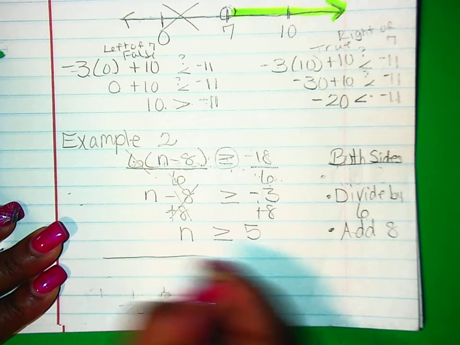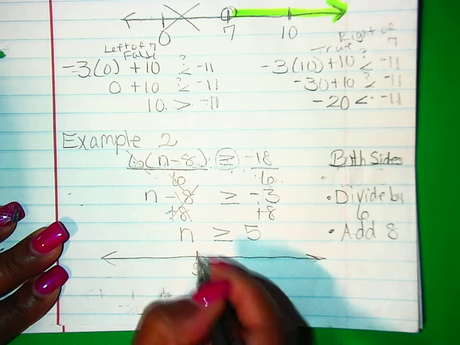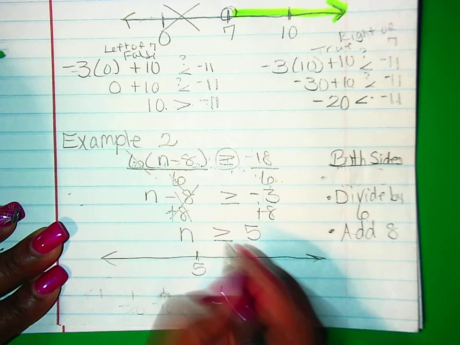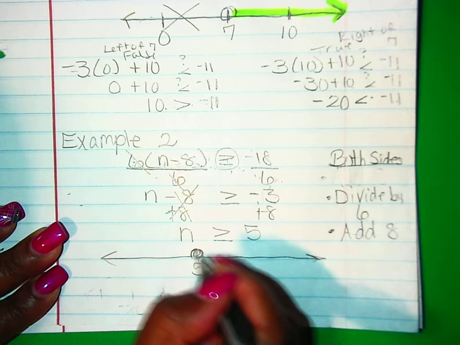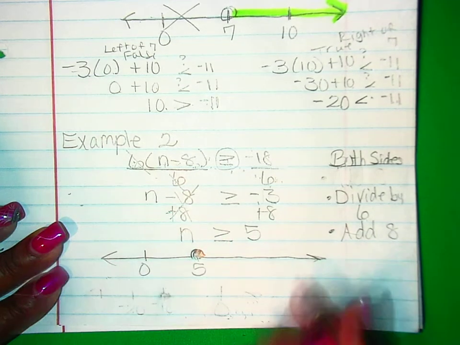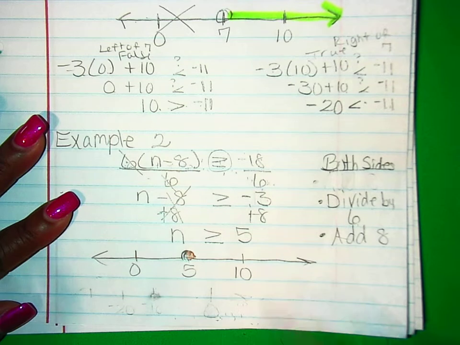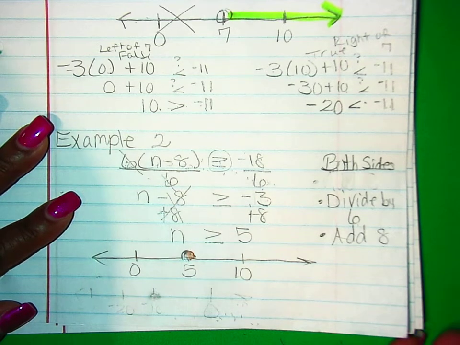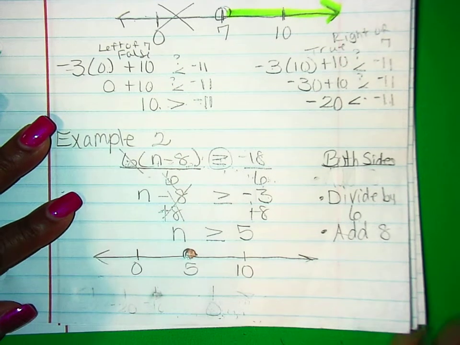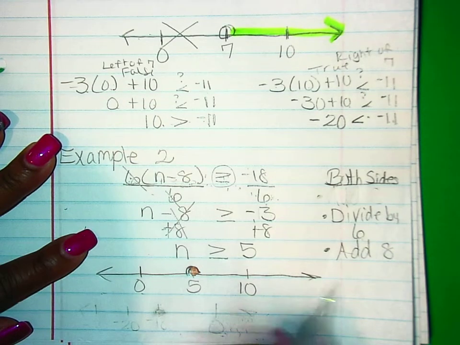So here we go. Let's put it right here, just like we did the other one. We're going to put 5 here. And since it's an equal sign, we're going to make it solid. Okay. I'm going to put 0 to the left, and I'm going to put 10 to the right. Let's check it. Go back to the original and let's see if 0 will satisfy it, because we're trying to make sure we go to the right.